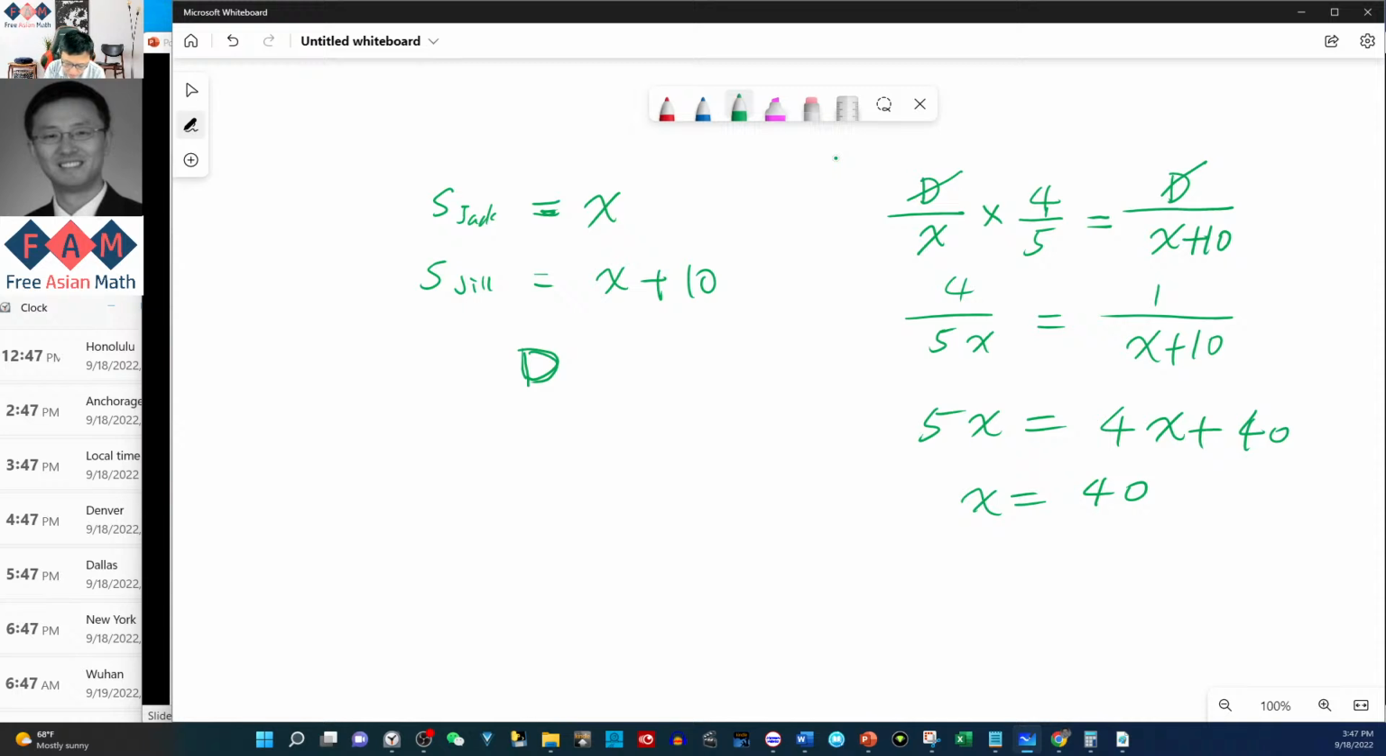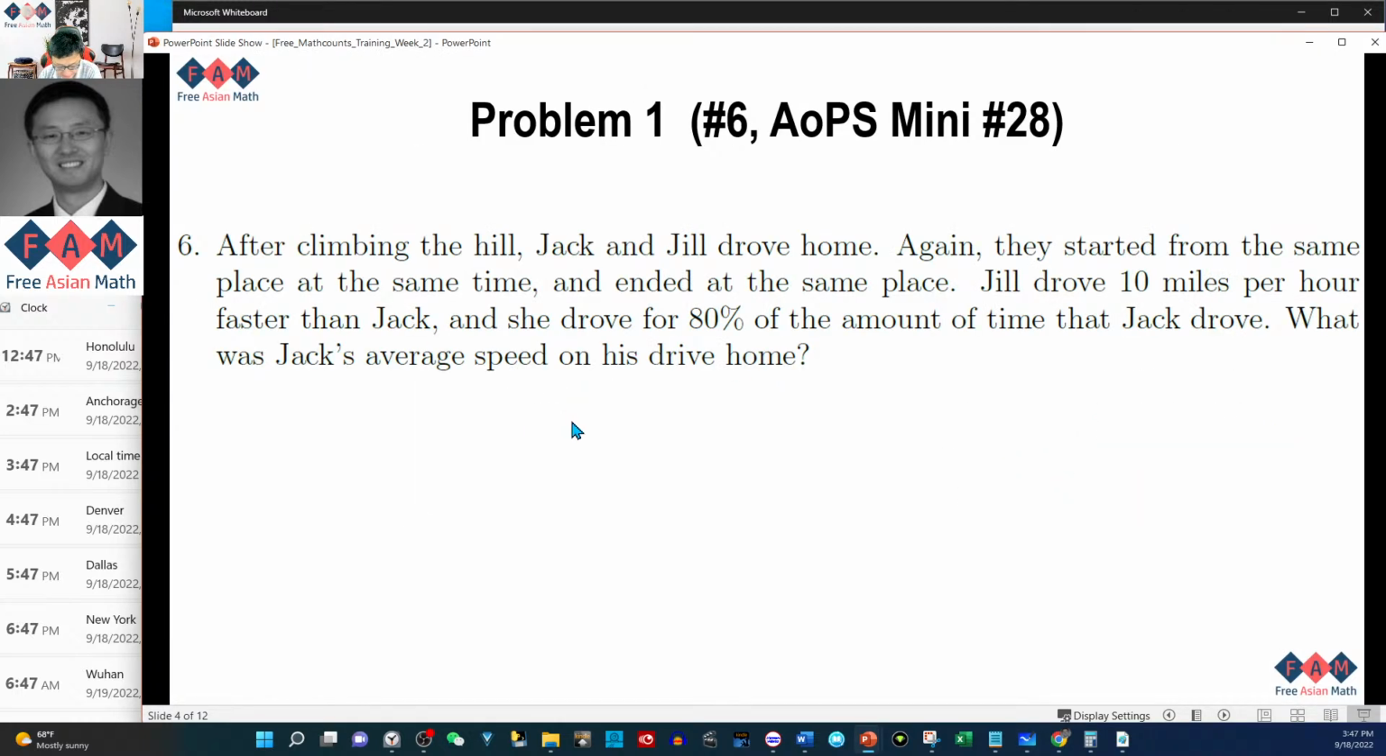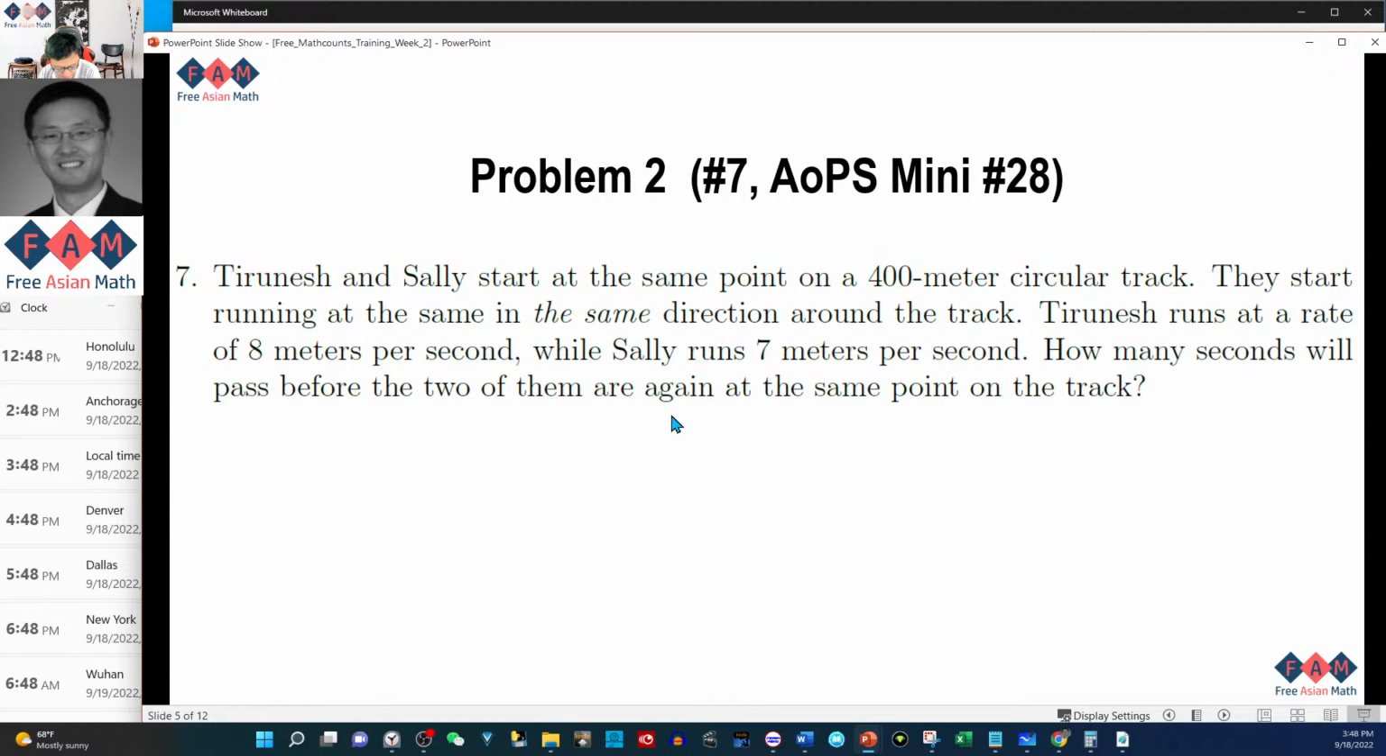So in this case, don't be afraid of one extra variable. Somehow magic will happen. And in this case, even with one extra variable, you can cancel that out. Okay, so this is a fairly easy problem, but it tells us how to approach a speed related problem. Okay, next problem.